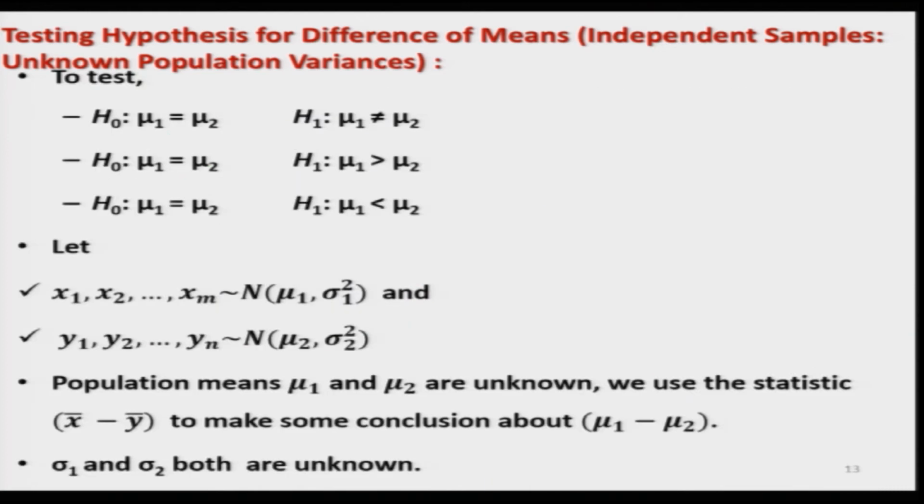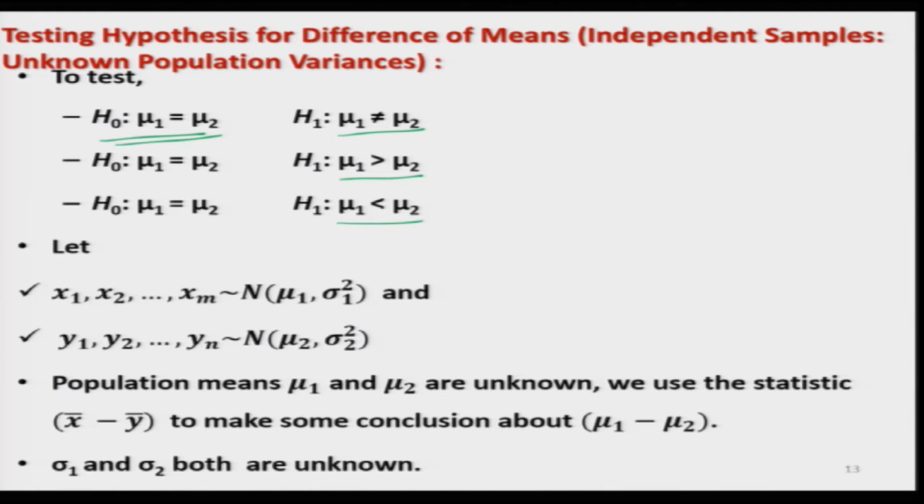So, now we come to our test of hypothesis. Suppose we want to test the null hypothesis H naught: mu 1 equal to mu 2, and there are three possibilities for the alternative: mu 1 is not equal to mu 2, mu 1 is greater than mu 2, and mu 1 is less than mu 2. So, now what we try to do?